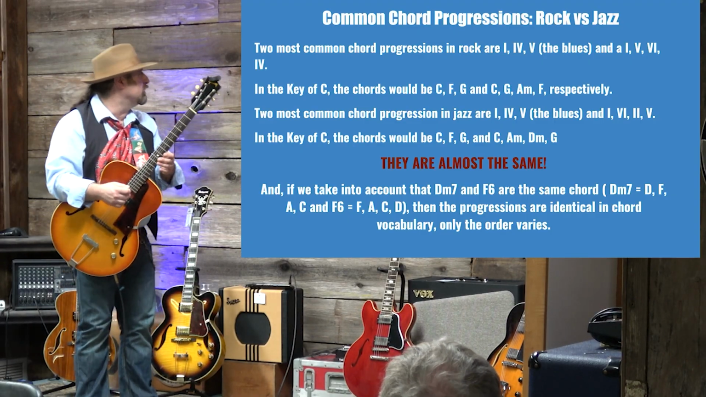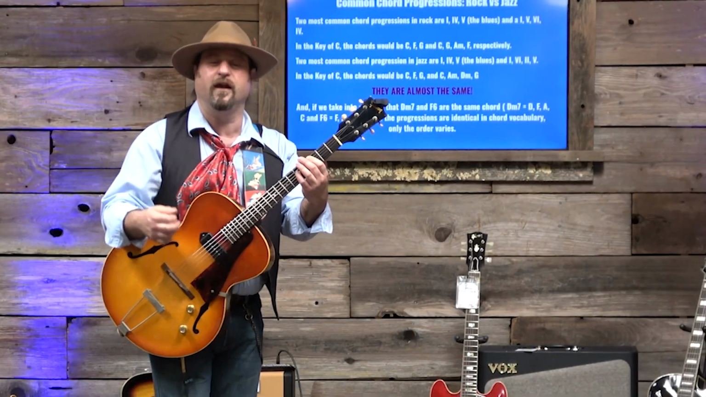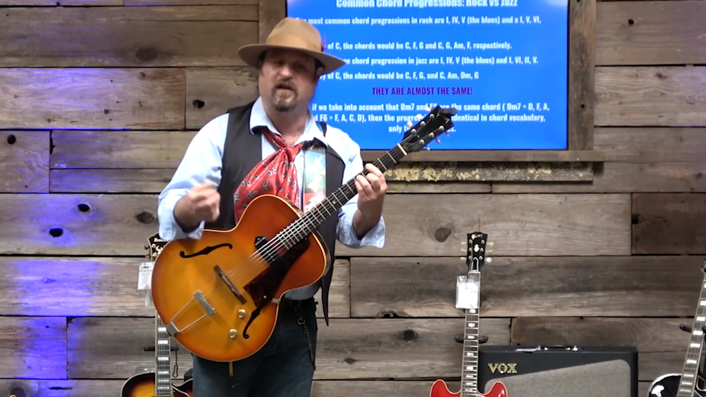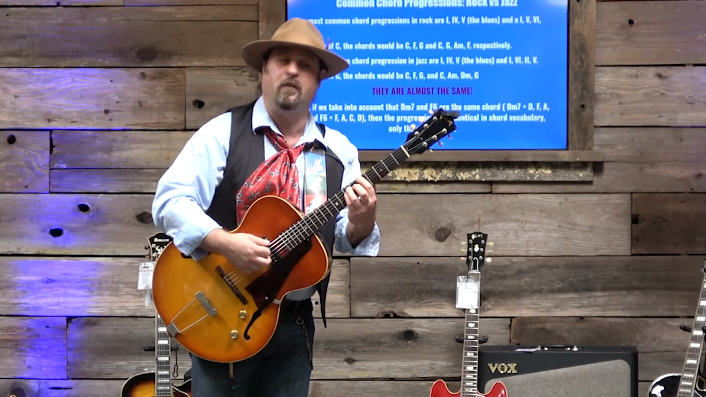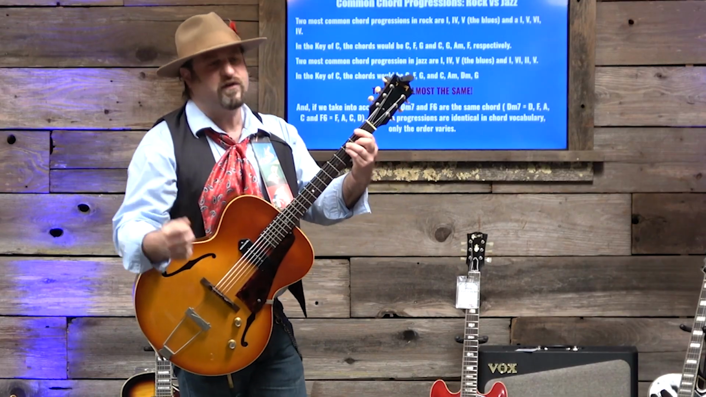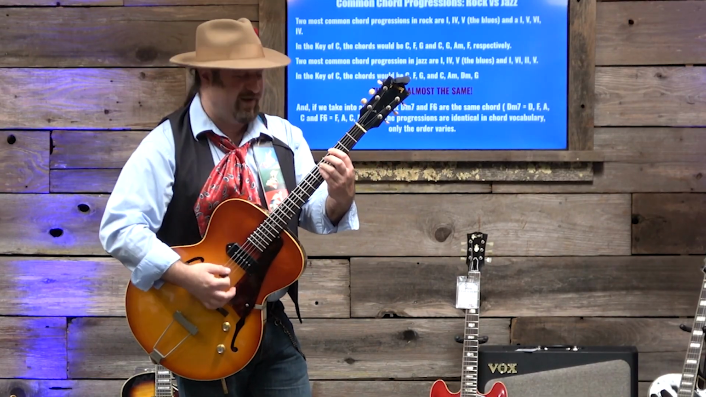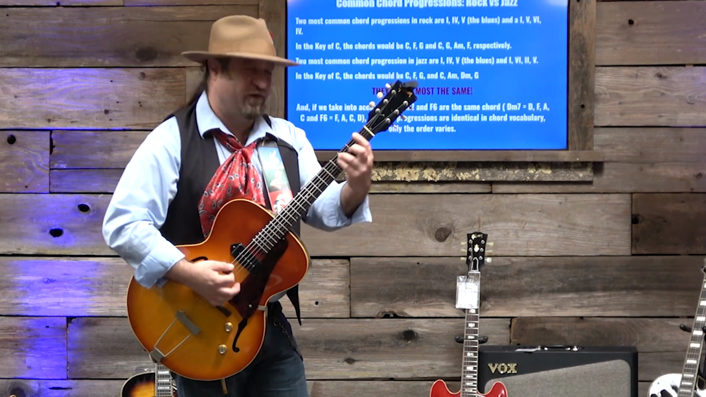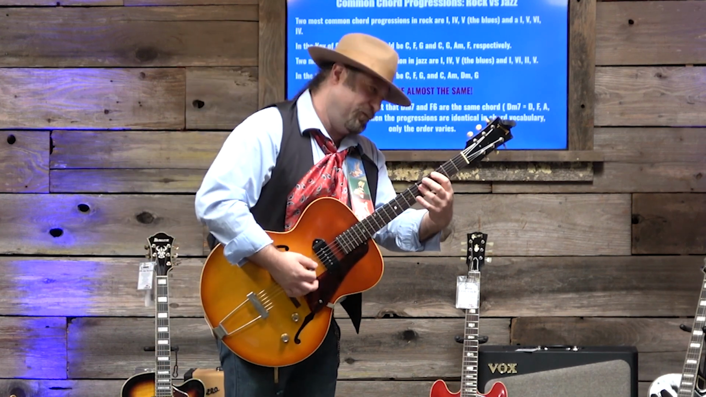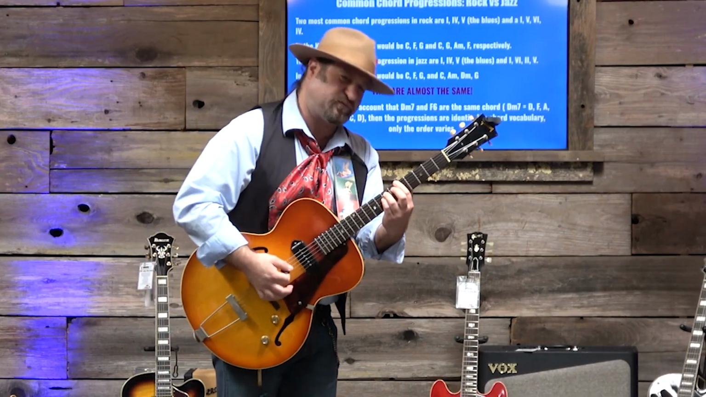1-5-6-4. Let me do that real quick. So we have 1, that's C in this case. 5 is G. I'm just doing straight up power chords. A minor, F. This is like almost every song you can think of. Don't Stop Believing, Can You Feel the Love Tonight, When I Come Around, Under the Bridge. A lot of music from the 60s, 70s, 80s, and 90s is this chord change.